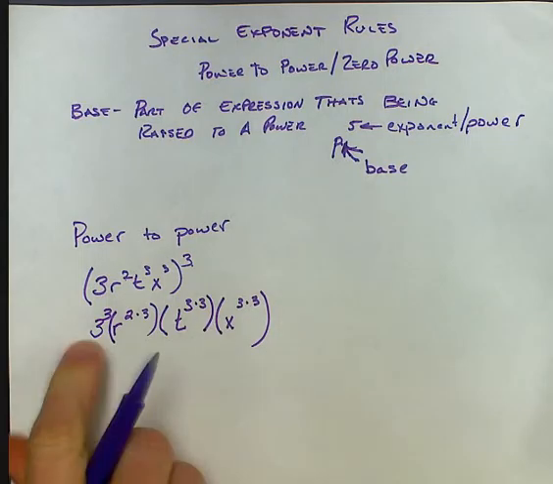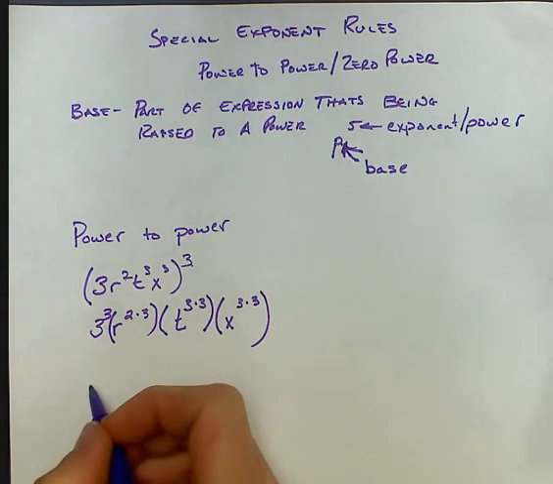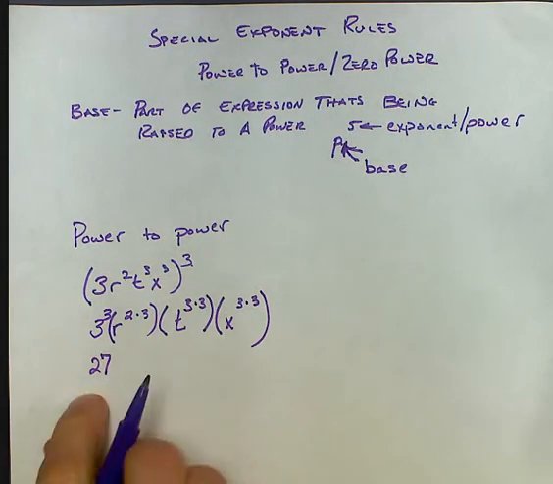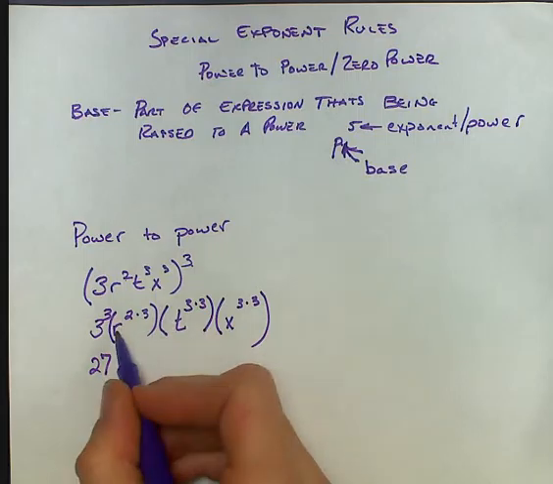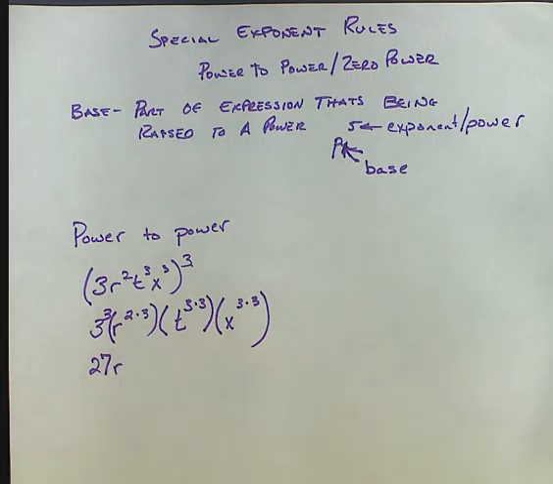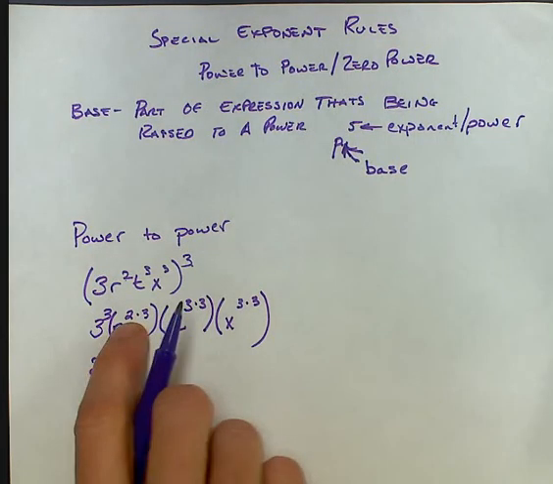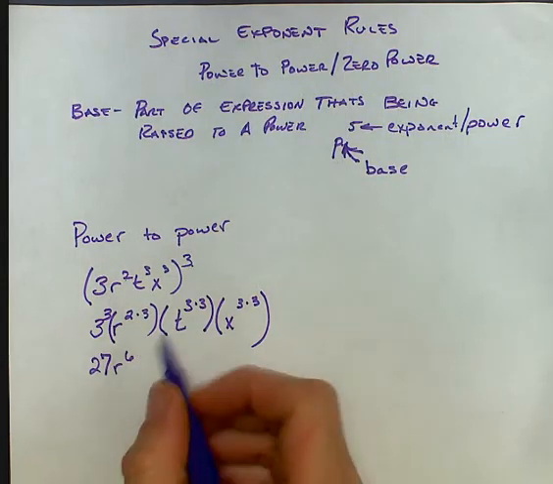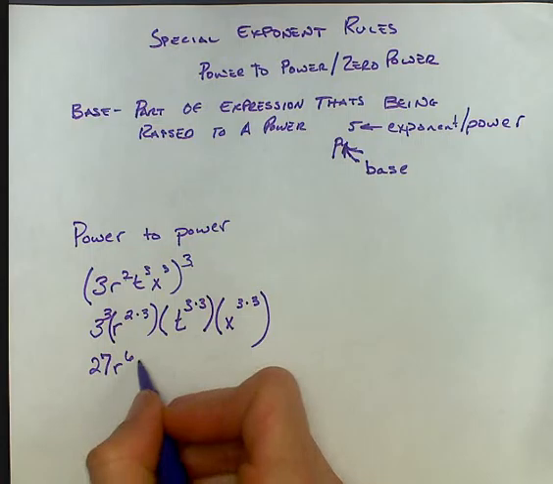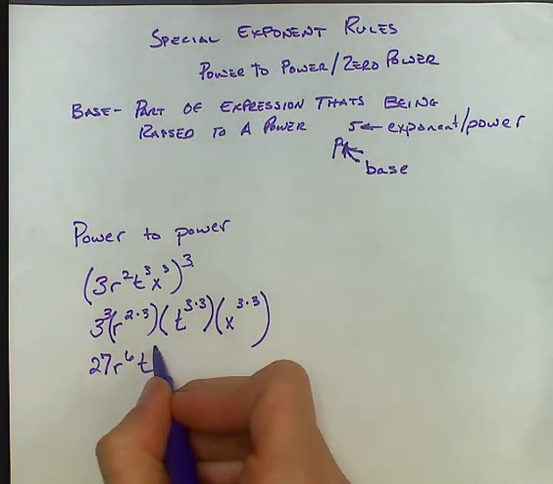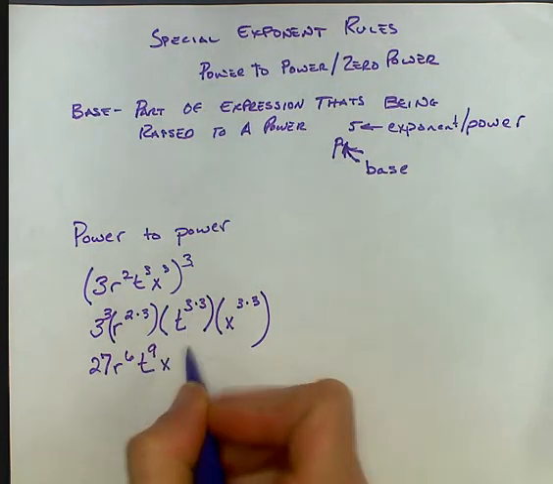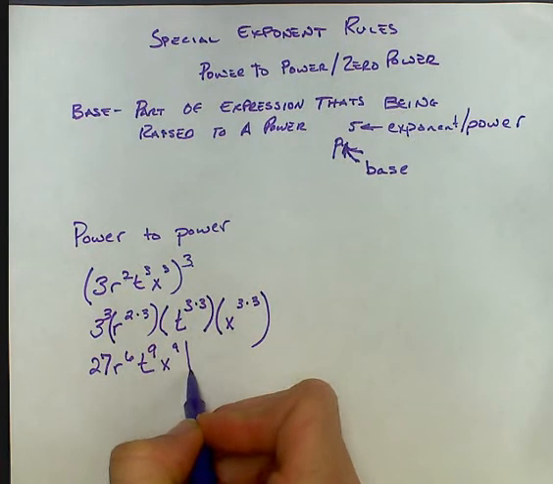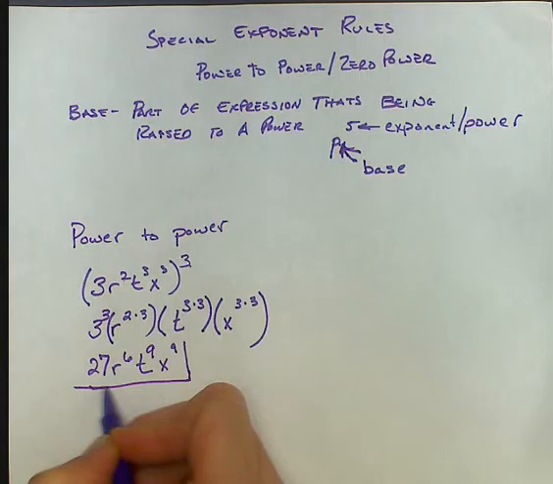So 3 to the third power, 3 times 3 is 9, times 3 is 27. So my coefficient is 27. My r, I bring it down, and I multiply 2 times 3. So that's going to be r to the 6th. And I follow suit with the t, so 3 times 3 is 9. And then I bring my x down, and then 3 times 3 is 9 as well. So that's how I raise a power to a power.